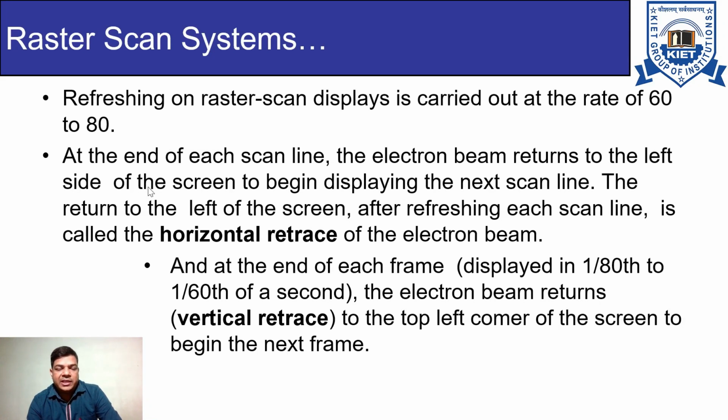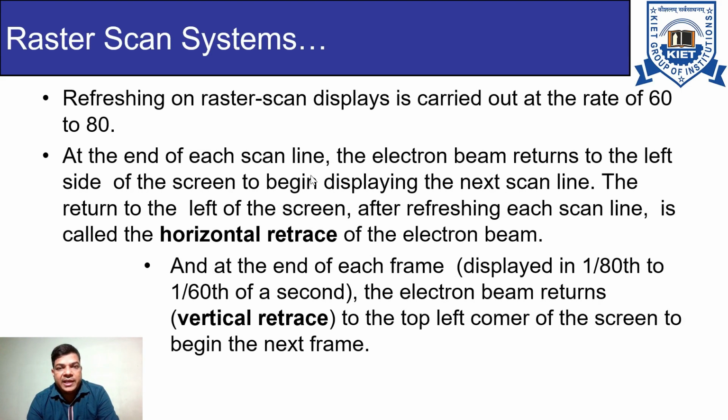Now as we have already seen in the case of the cathode ray tube, the screen has phosphorus, and the phosphorus has persistence. If we are using a low persistence phosphorus, then we have to refresh the screen so that we can maintain the picture on the CRT screen. Refreshing on a raster scan display is carried out at the rate of 60 to 80 Hz. That means in a raster scan system we have to refresh the CRT screen 60 to 80 times per second.